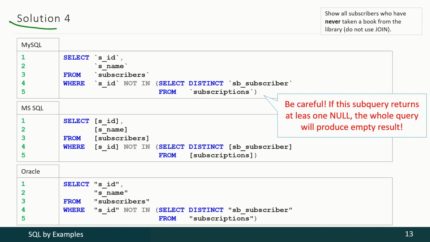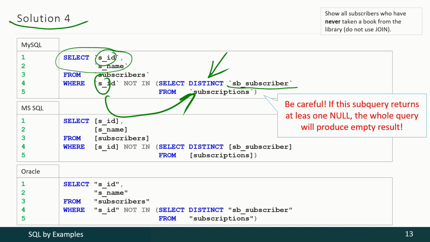The solution without joins is the next. We also select IDs of subscribers who had ever taken a book. We select them in distinct mode without duplications. And then we select only those subscribers whose IDs are not in this set. So we use the not in keyword here.